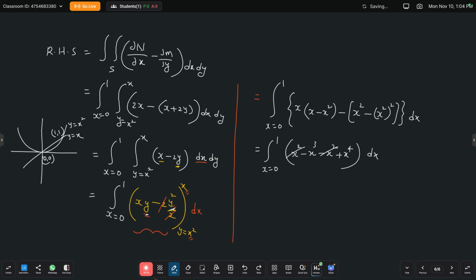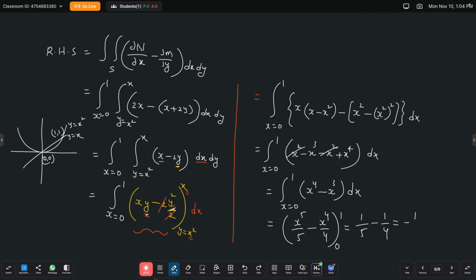The x squared gets cancelled. Remaining we have x from 0 to 1, x to the power of 4 minus x cubed. Integrate with respect to x now. The integration of x to the power of 4 is x to the power of 5 by 5, minus the integration of x cubed, x to the power of 4 by 4, limits 0 to 1. Now replacing upper limit 1 here, 1 by 5, 0 is 0 again, minus 1 by 4. The difference is again minus 1 by 20. It is the RHS part.